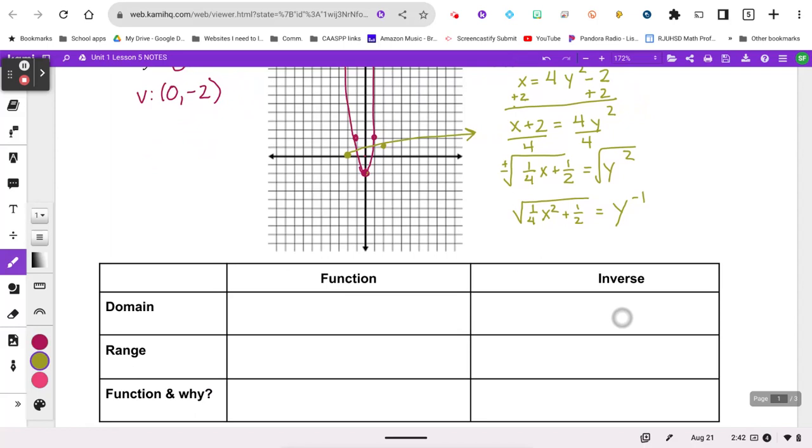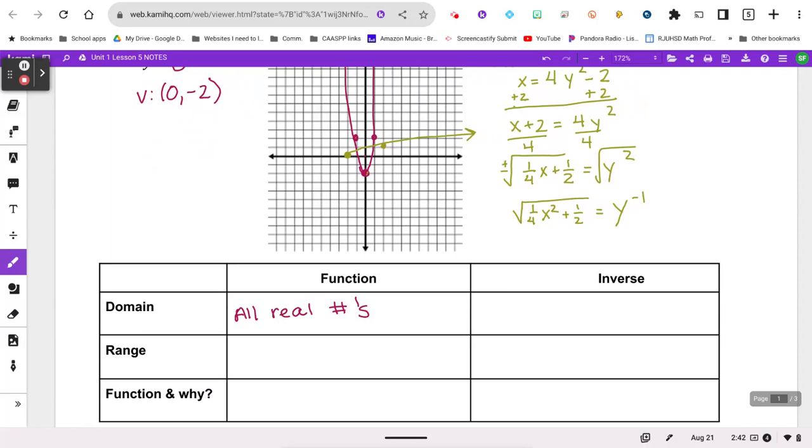All right. So domain of this one. Domain, if you remember, is x values. So here, if we plug into our equation on the left, the red or pink one, whatever x value we plug in, we are going to get an answer for y. So we're going to say this one is all real numbers.